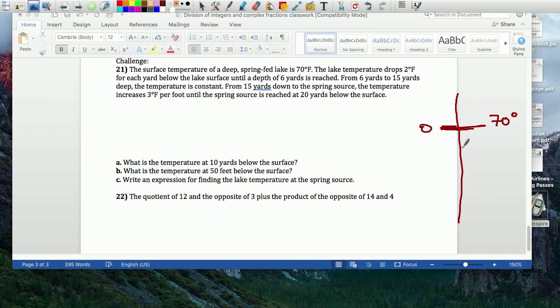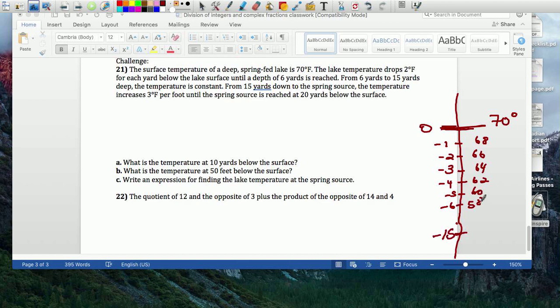and the lake temperature drops 2 degrees Fahrenheit for each yard below the surface. So at -1, it's going to be 68 degrees. At -2, it's going to be 66. At -3, it's going to be 64. At -4, -5, so 62, 60, 58 degrees. So the deeper you go into the water, the colder it gets. Yeah, that makes sense. From -6 to -15, the temperature is constant.